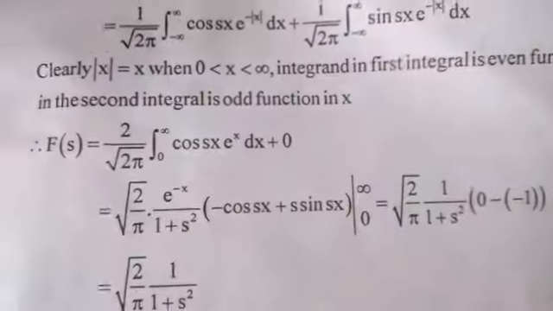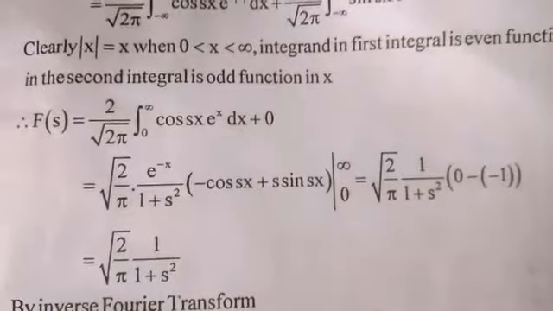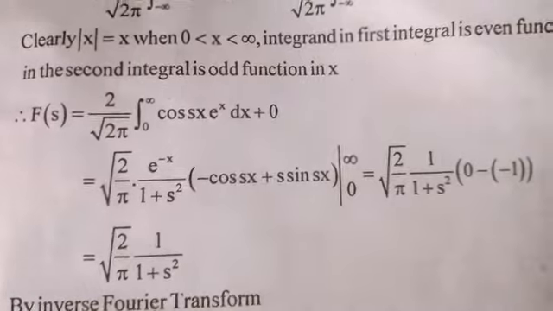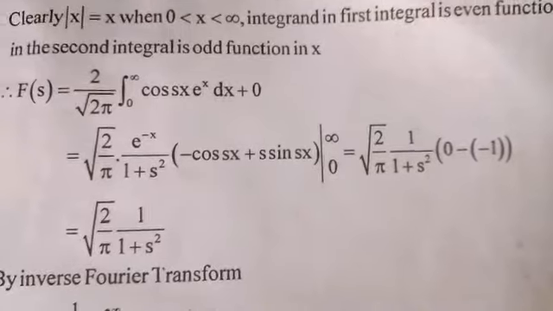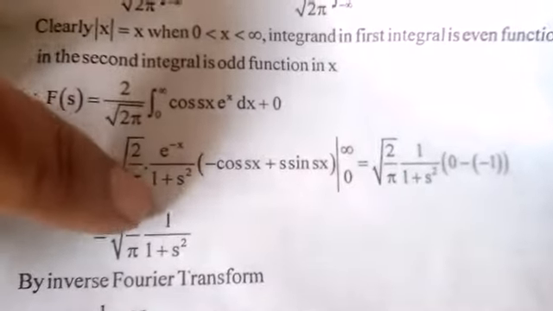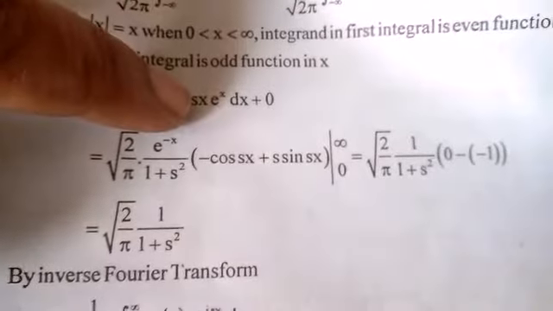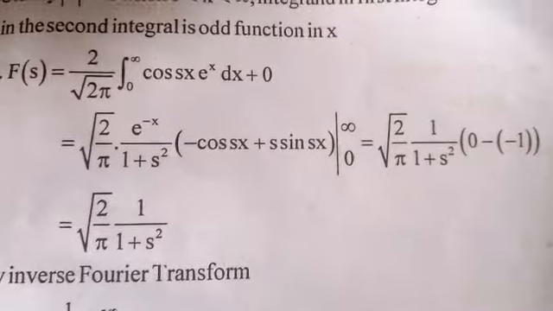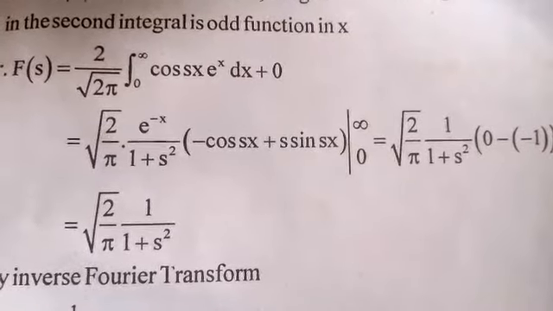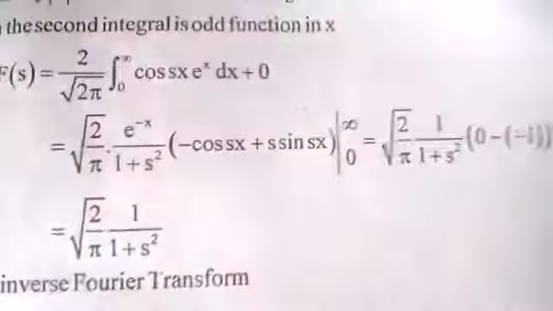2. So 2 divided by square root of 2 pi into integral from 0 to infinity cos sx into e to the power of minus x dx plus 0, which is equal to 1 by square root of 2 pi into, once we simplify this, we will get e to the power of minus x divided by 1 plus s square into (minus s cos sx plus s sin sx), and the integral is from 0 to infinity. That is, the limits 0 to infinity are applied to this particular term.